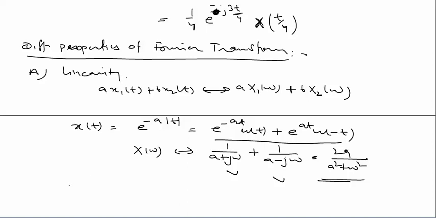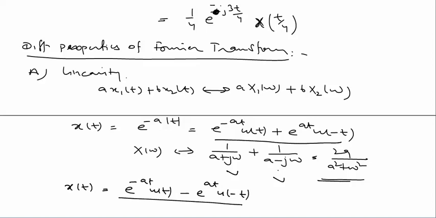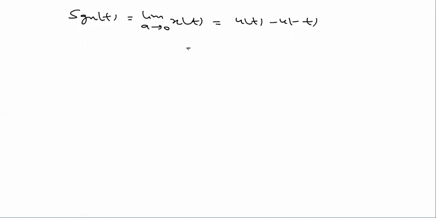From subtraction, e power minus at u(t) minus e power at u of minus t, we can also form another Fourier transform, that of the signum function, with limit a tends to 0. The Fourier transform is 2 upon j omega. We already discussed this before.